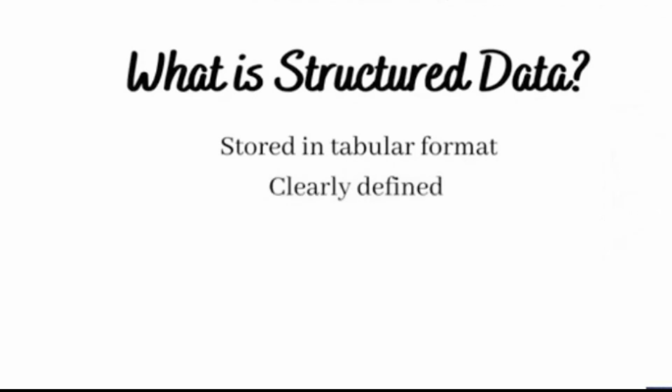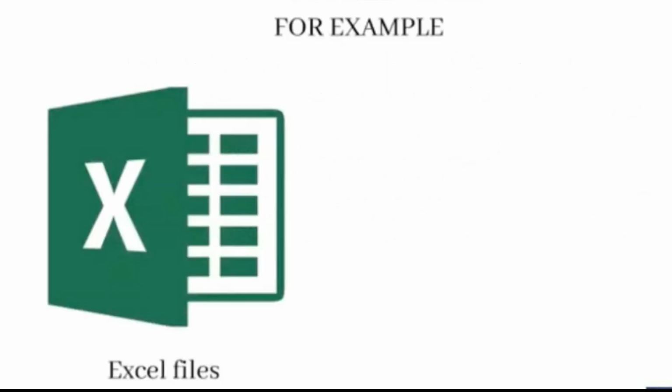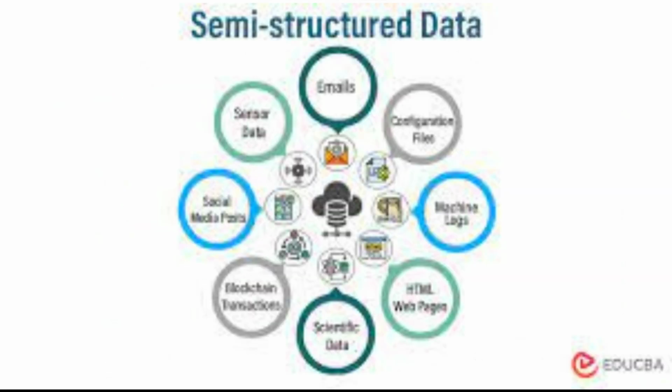Structured data conforms to a tabular format with a relationship between the different rows and columns. Common examples of structured data are Excel files or SQL databases. Each of these has structured rows and columns that can be sorted.